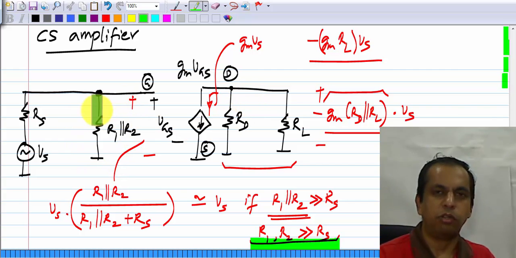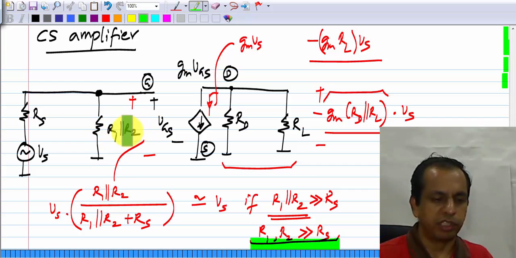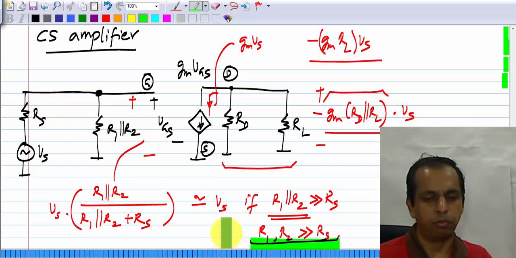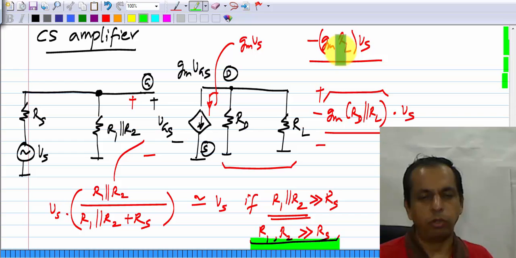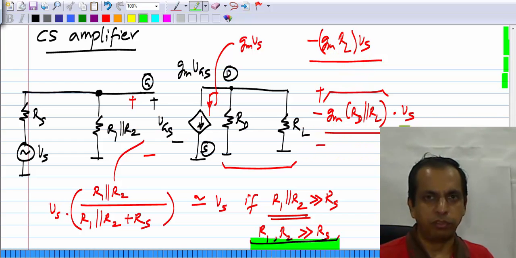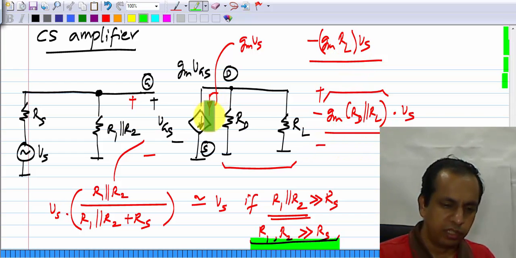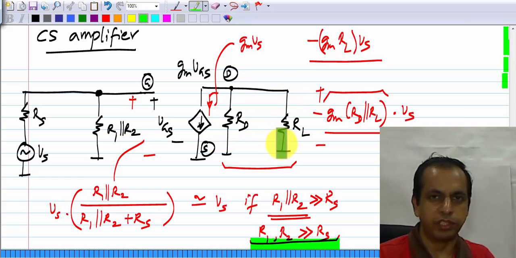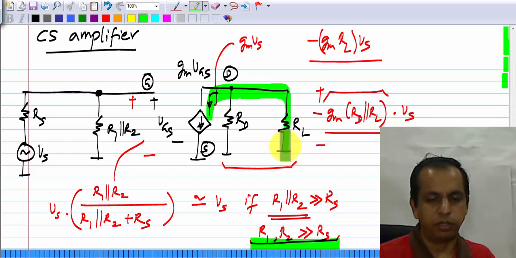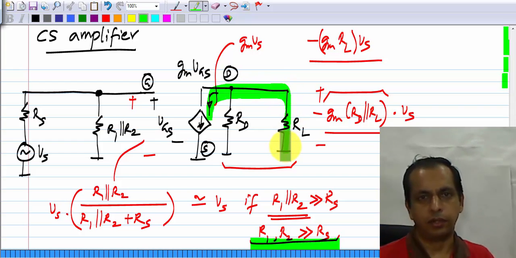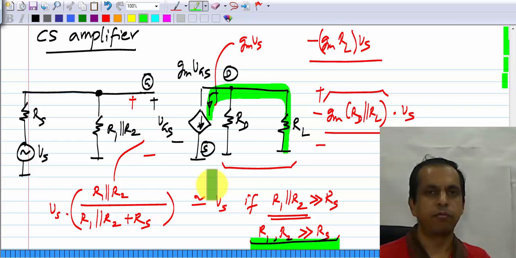This R1 parallel R2 also reduced gain because this ratio is smaller than 1, but we could make this much larger than RS and get around that problem. Here also, if we make RD very large, then RD parallel RL will be approximately equal to RL and we get the same gain as before. Okay. In other words, this current goes into a parallel combination of two resistors. If RD is much larger than RL, almost all of this current will go into RL. That is the idea. Okay. This RD does not draw any current.